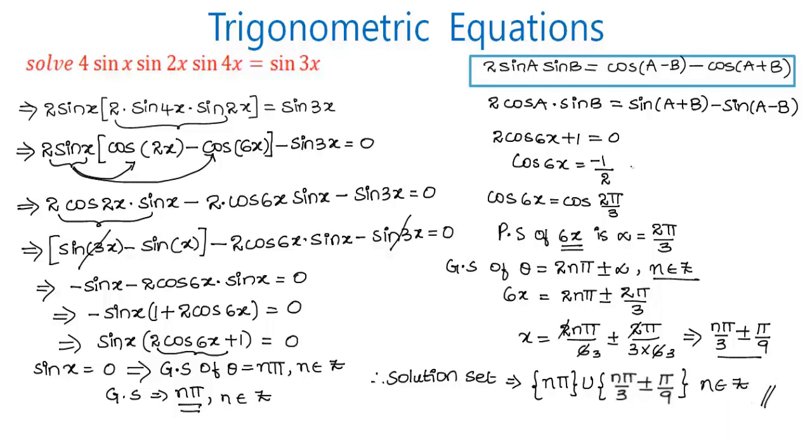So make a note of the formulas of 2 sin A into sin B and the formula for 2 cos A into sin B, and the general solution of angle theta is equal to n pi, where the equation is in the form of sin theta is equal to 0 degrees, and then the general solution of theta is equal to 2n pi plus or minus alpha, where the equation is in the form of cos theta is equal to cos alpha. Hope you understood the concept.